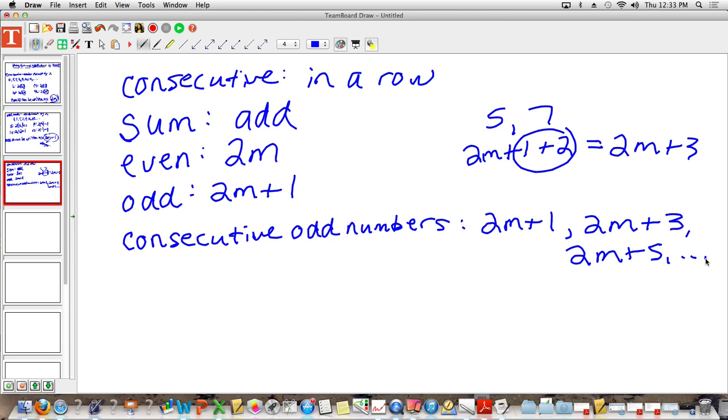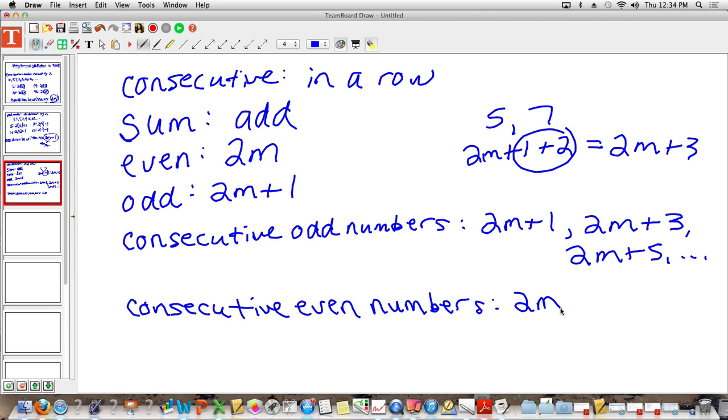All right, what if I ask you to write consecutive even numbers? Well, what would the first one be? The first one would be 2m. So, for example, 4 is an even number. What is the next even number? 6. So I have to add 2 onto 4 to get to 6. So the next one after 2m would be exactly 2 after that, which is 2m plus 2.